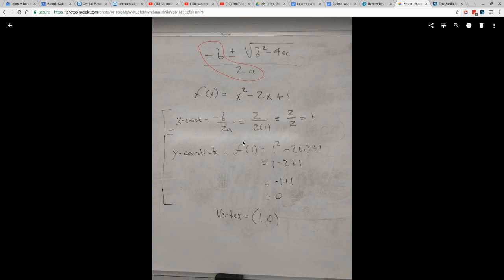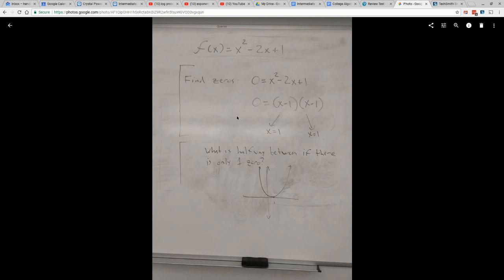Okay. Now the other way to do this that we looked at was, if you can find the two zeros, the x-coordinate of the vertex is always halfway between the zeros because of the symmetry of the parabola. So if I find the zeros of the quadratic function, I'm lucky here that I can factor. So I just get (x minus 1) times (x minus 1). That means x is equal to 1, x is equal to 1.